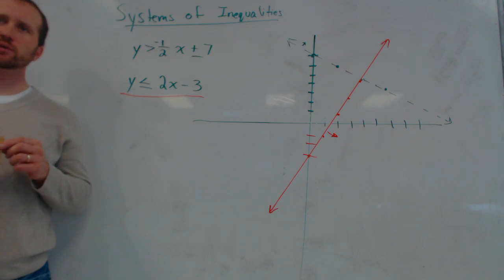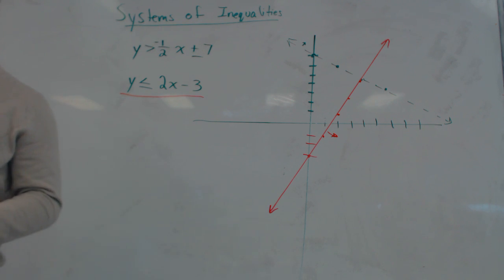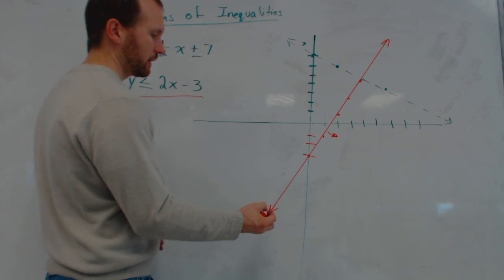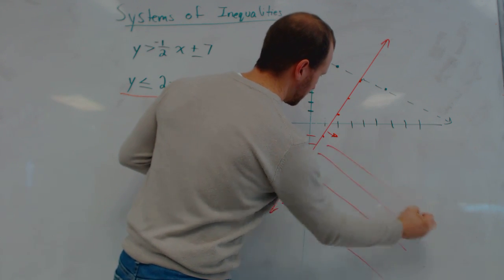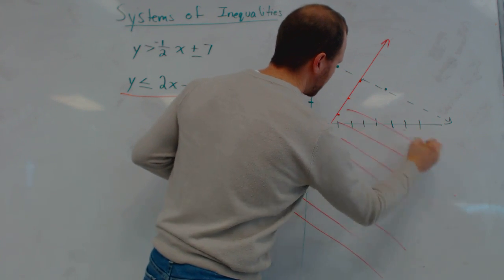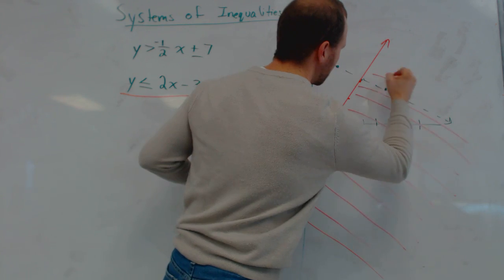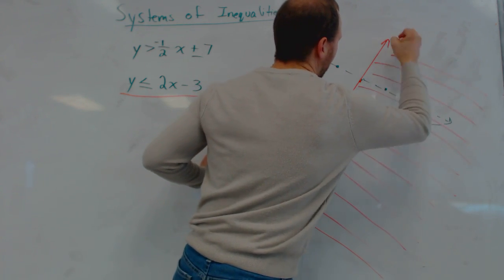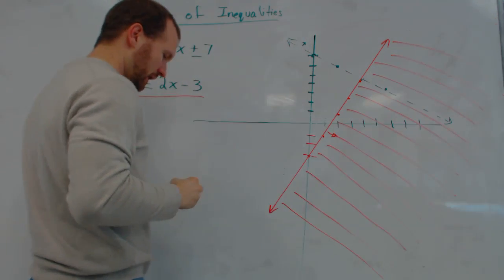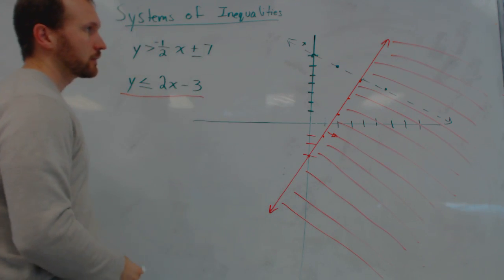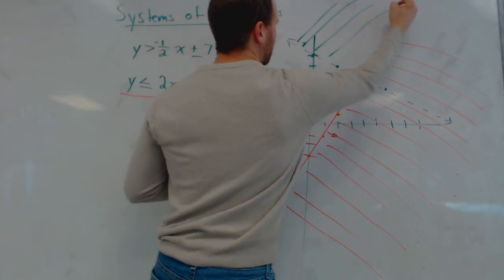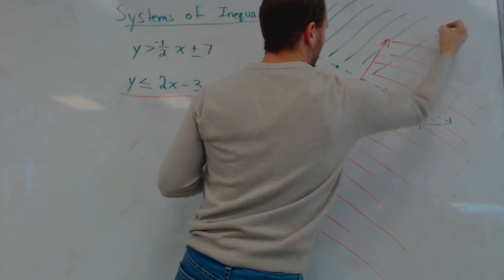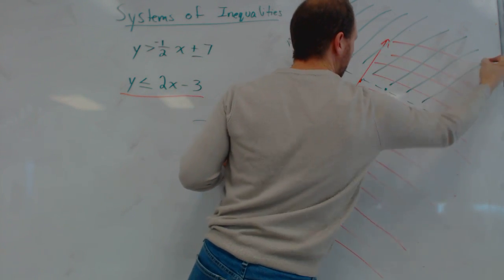Now there's two ways of doing this next step, and I'm going to show you both. The first way is you just shade everything. I would shade everything on this side of the line, trying to do it in one direction, and then I shade everything on this side of this line, and I do it in the other direction.